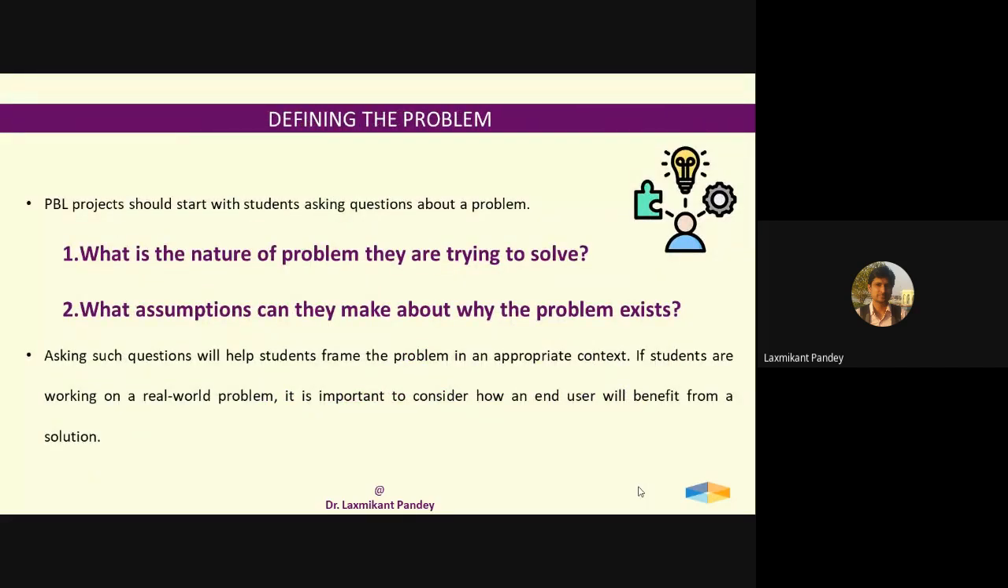This I already explained to you, defining the problem. What is the nature of the problem they are trying to solve? Whether it is a local problem, regional problem, or national problem, depending on the amount of time the students have, you can define the problem. And what assumptions can they make about why the problem exists? By seeing the problem, students can develop different kinds of skills among themselves.